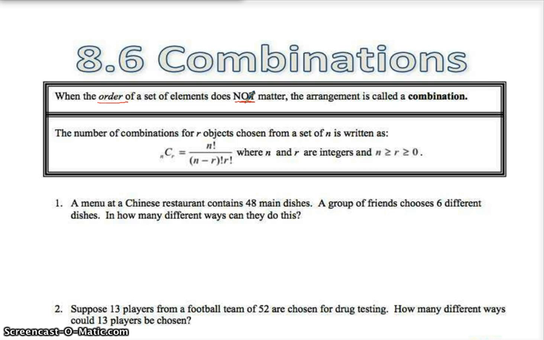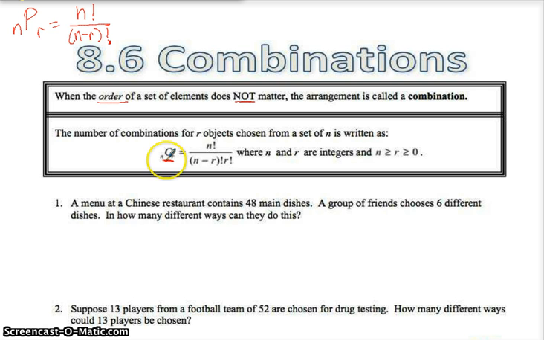So when the order doesn't matter, your result is a number that's a lot smaller than if the order does matter. For a permutation, you're going to have a bigger number than if you do a combination. You can see that mathematically because of the formula. Remember in the permutation formula, nPr equals n factorial divided by n minus r factorial. So this is the permutation formula.